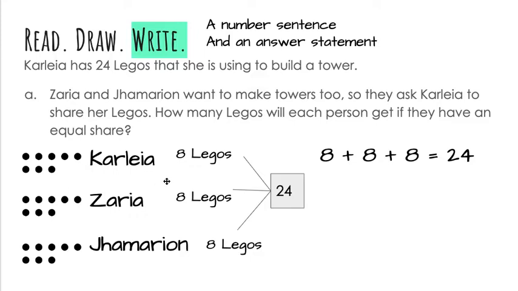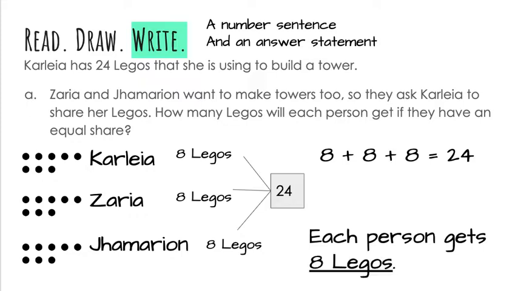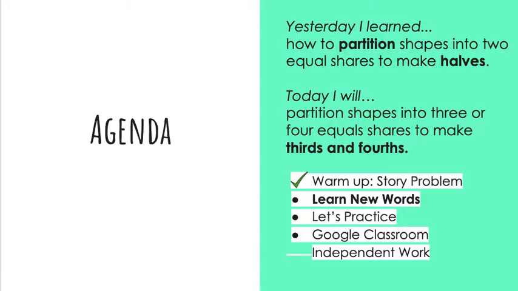Then for our answer statement, remember yesterday we went back to the story to see what the question was asking. The story asks, how many Legos will each person get if they have an equal share? So I'd start that off by restating and say each person gets, and then I would just write my answer, 8 Legos. So we did our warm-up story problem, and we broke up our whole of 24 into 3 equal parts, and we're going to keep thinking about equal parts for our next chunk of the video.